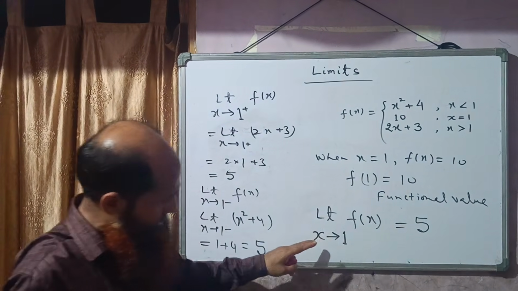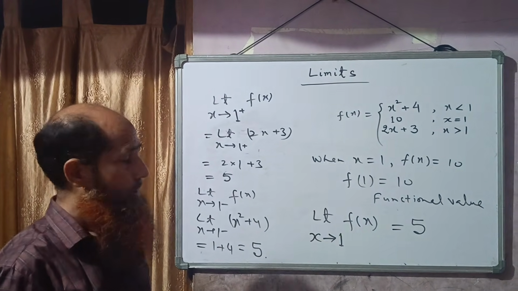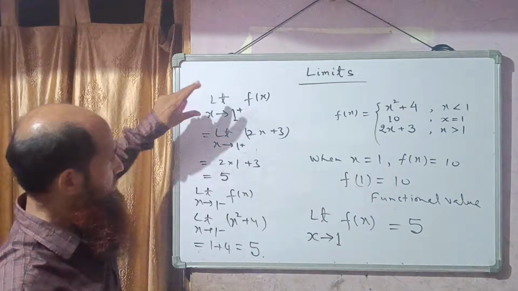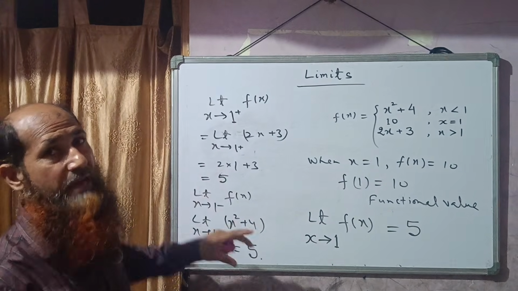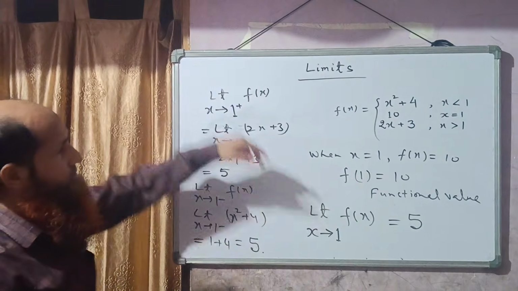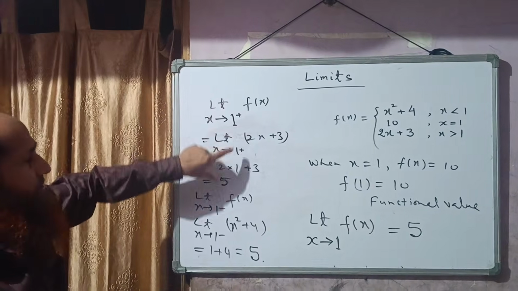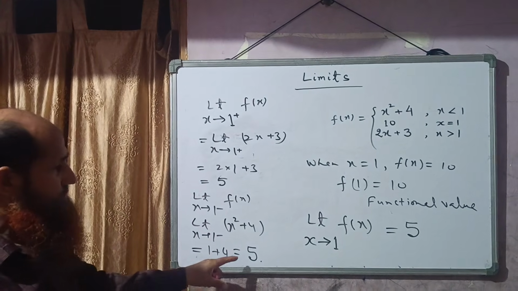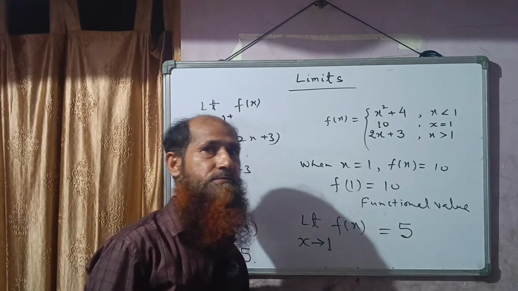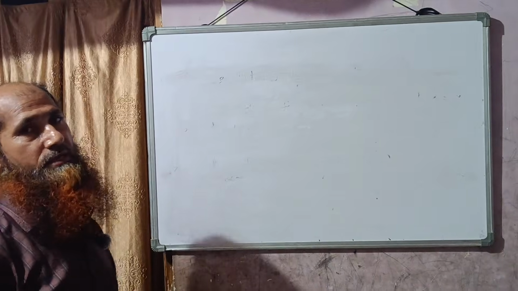So this limit x tending to 1 f(x) exists only when both these right hand limit and left hand limit exist and are equal. Here in this example we have found out our right hand limit is 5 and left hand limit is 5. So this limit is equal to 5. Let us take another example.